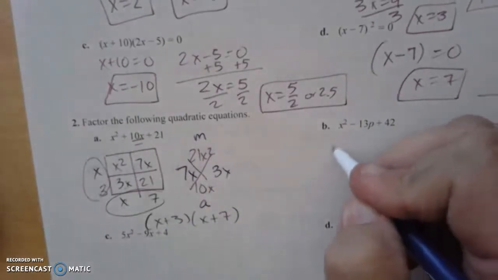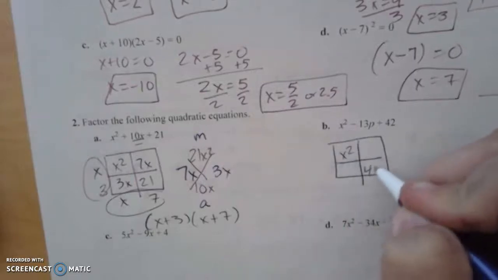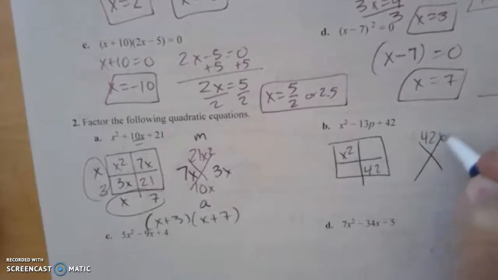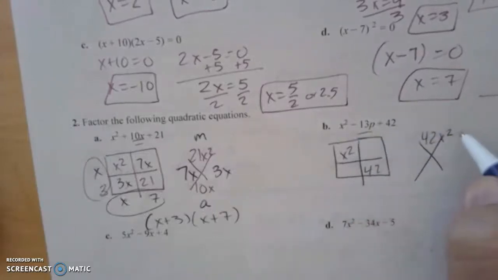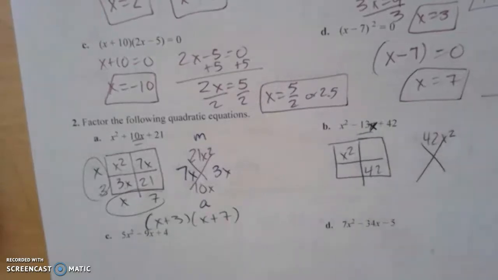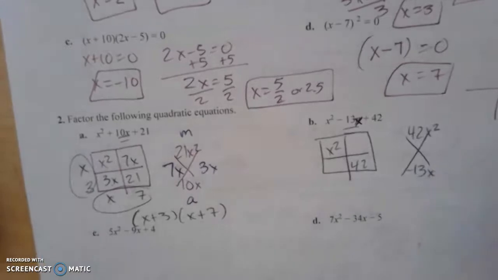Let's go ahead and do this one. This is a way to organize our thoughts. x squared and 42. Multiply them across. That goes on the top. 42x squared. Or that should be an x. I don't know why it's a p. We probably copied it from another problem and never changed it over. 13x. So let's see, what multiplies to 42 that I can get a 13 out of?